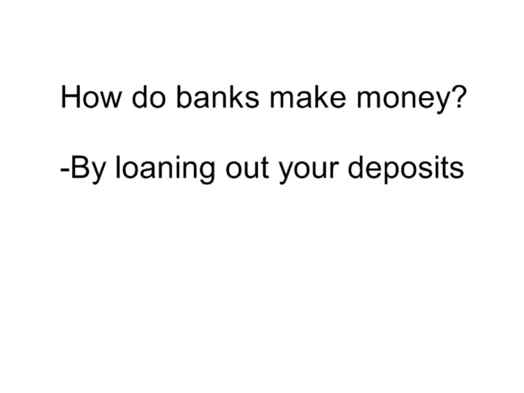Today we're going to talk about chapter 26. It's on the money multiplier. The first question is, how do banks make money? Banks make money by loaning out your deposits.